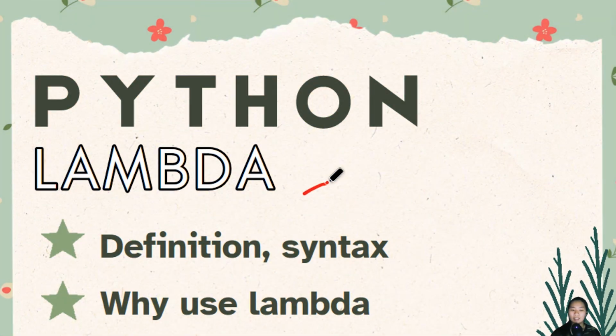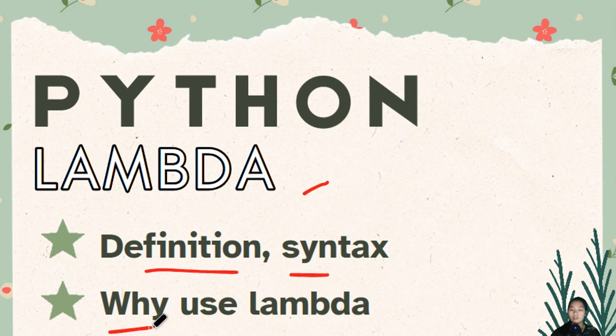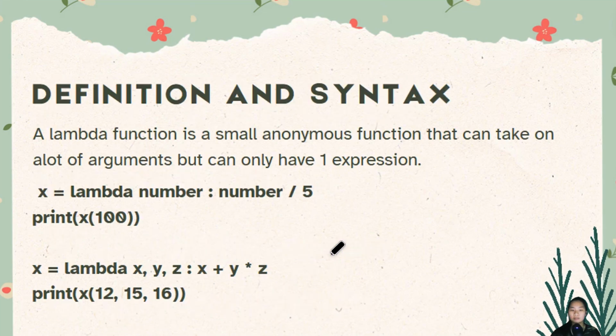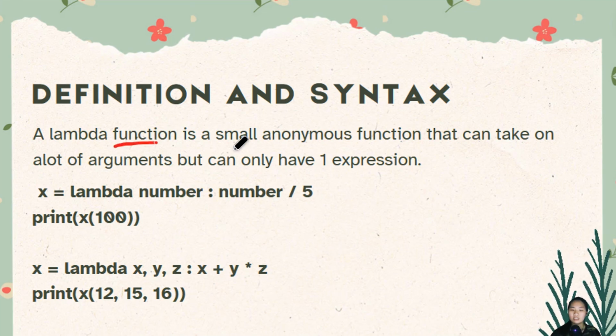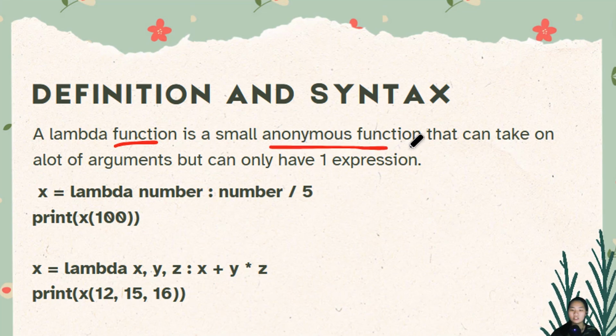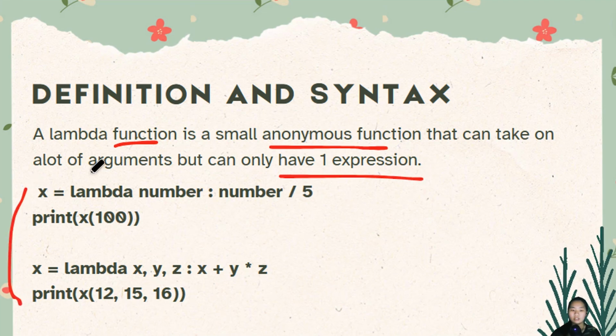Today's lesson is about lambda: the definition, syntax, and why we use the lambda function. Now, what is lambda and how do we code it? A lambda function is a small anonymous function that can take any number of arguments, but can only have one expression. So that's the restriction. You can see the examples over here.